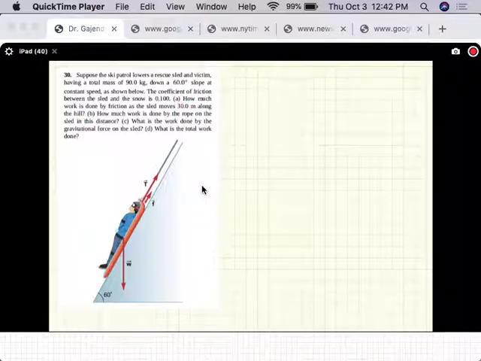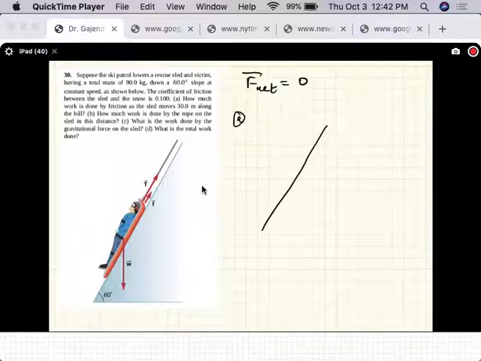Now, of course, since it's moving at constant velocity, the net force on the object is 0. Part A, how much work is done by the friction force? So we'll have to find the friction force. Let's look at the object.